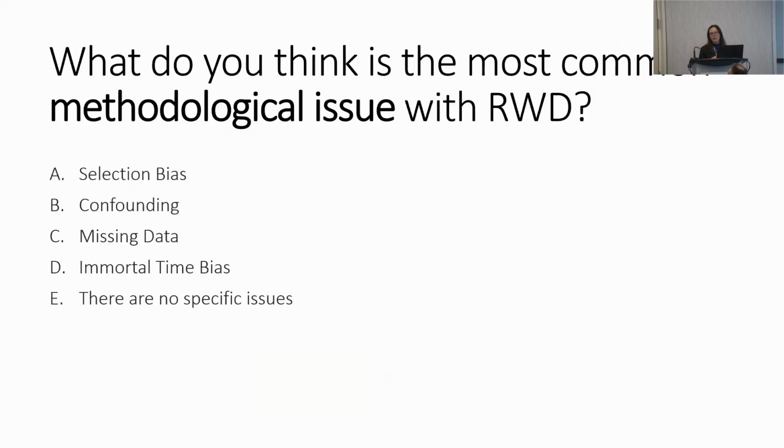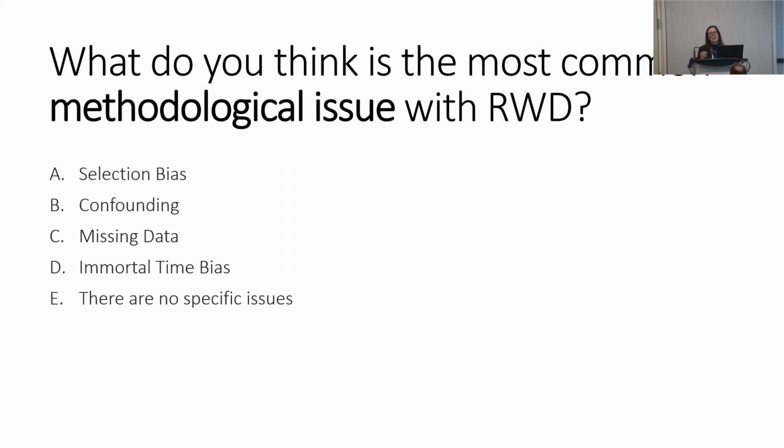So here's another polling question that our polling software is a little challenged by, but I just wanted to pose this, and I think that E is obviously not a real answer, but the question which I would have been interested in is, and maybe we can just do it with hands just to see what people say. What do you think is the most common or important methodological issue with real world data? Selection bias. No? Confounding. Okay. Missing data. All right. Immortal time bias. All right. There are no specific issues.